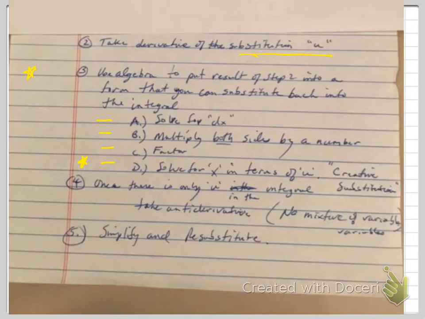Now, once you've done that, make sure there's only an integral in terms of u. You cannot have a mixture of variables. That is a no-no. There's no x's and u's mixed together. And so once you have that, then you can take the antiderivative or take the integral, and then you just simplify and resubstitute. Because when you do substitution, you always have to resubstitute. So I'll count a few seconds and then move to the next page. Well, you do need to write it down for your notes.